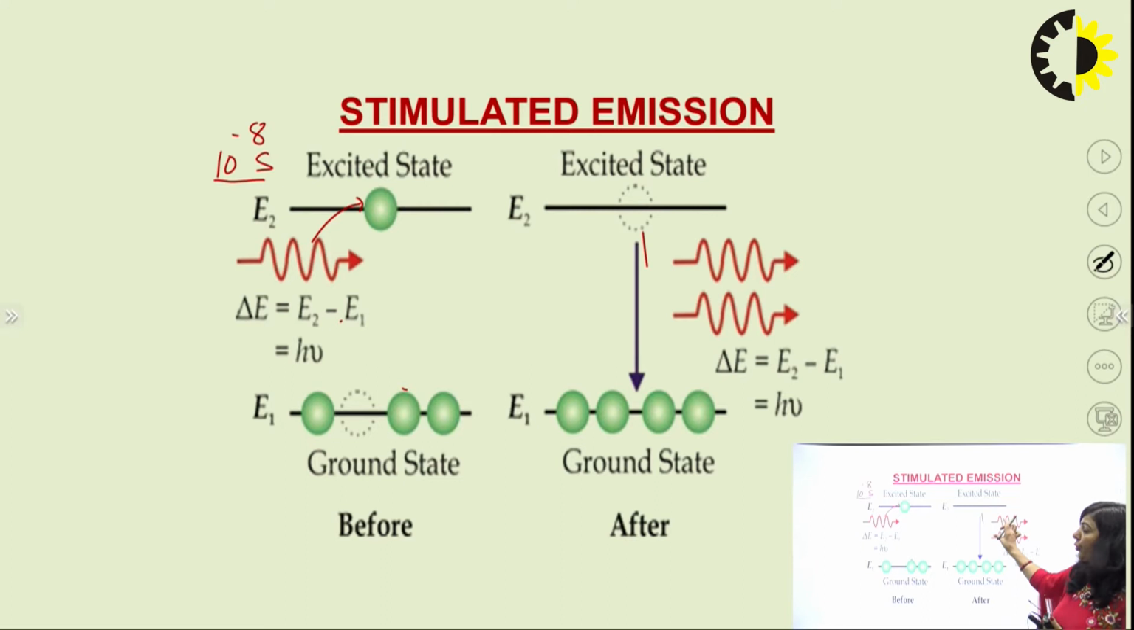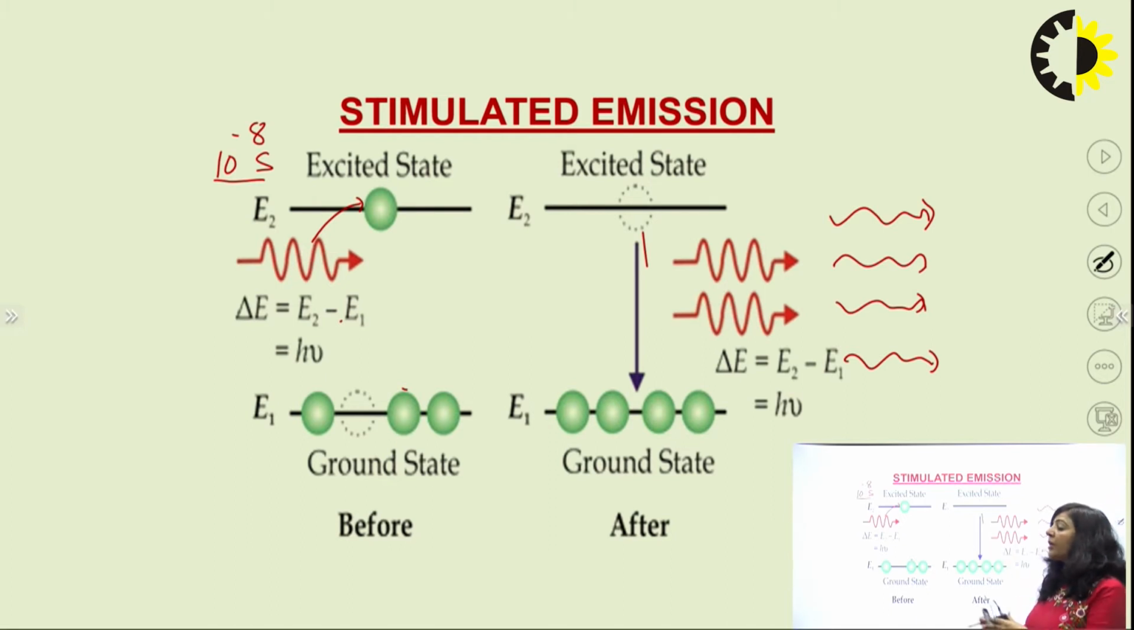Then these two photons can trigger two more downward transitions. And if two more downward transitions take place, you will get two new photons. It means two photons will convert into four photons. These photons will get multiplied. And all these photons are moving in the same direction. They have a fixed phase relationship, so they are highly coherent in nature. All these four photons are moving in a certain direction and have the same energy.